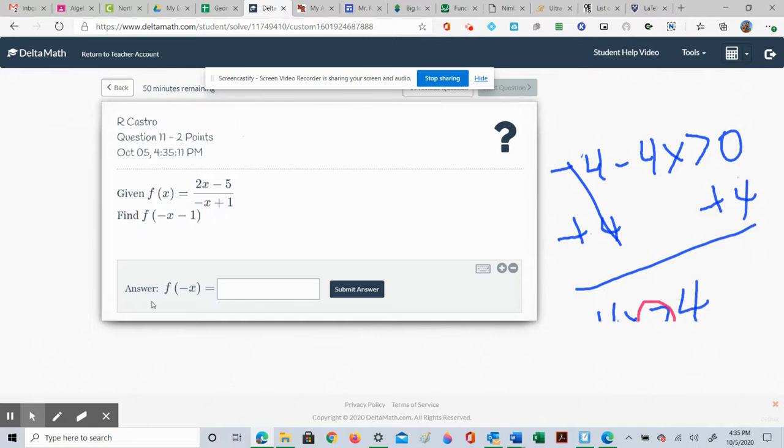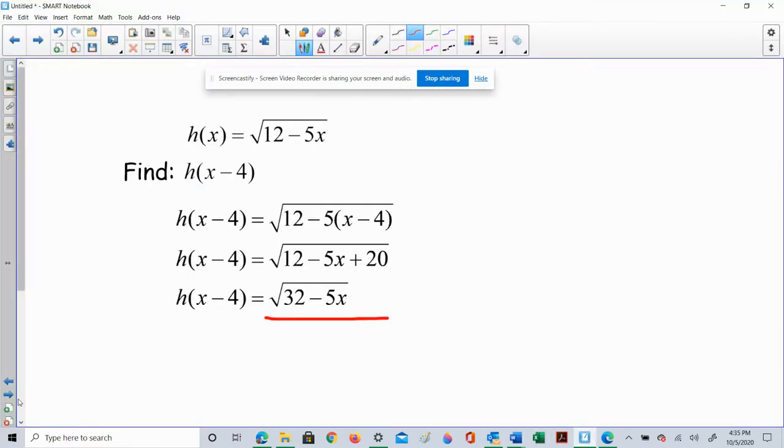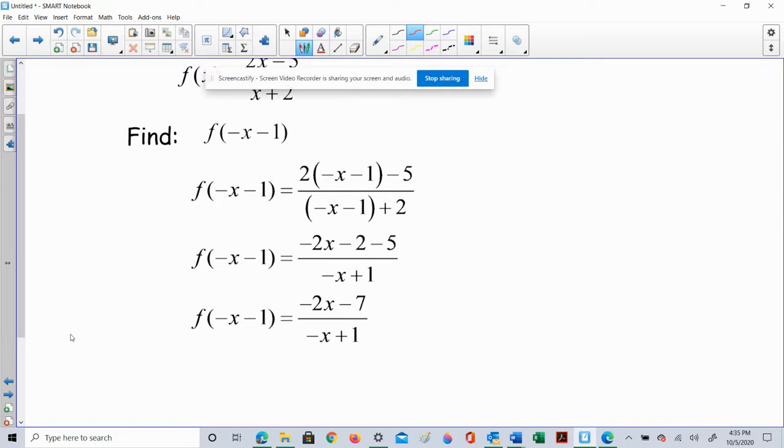fraction. Negative x minus 1 into 2x minus 5 over negative x plus 1. What's our answer to that? Right, we're just replacing x with negative x minus 1. 2 times negative x is negative 2x. 2 times negative 1 is negative 2, minus 5. Negative x minus 1 plus 2 is negative x plus 1. Combine like terms. This is my answer here. Negative 2x minus 7 over negative x plus 1.